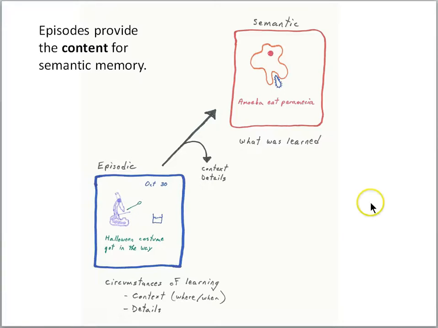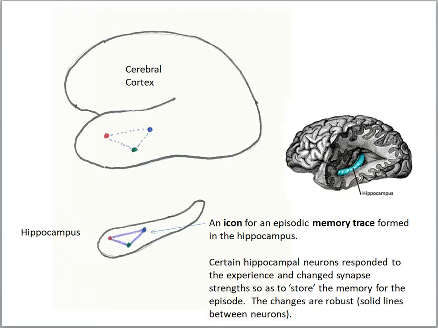In part one of this series on memory, we learned about episodic and semantic memory, and that episodic memories provide the content for possible storage in the semantic memory system. In this lesson, we'll look at how scientists are understanding this memory processing in the human brain.